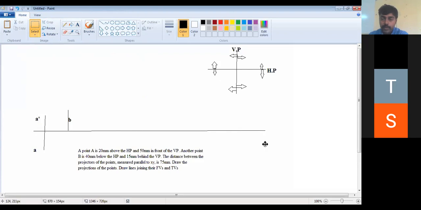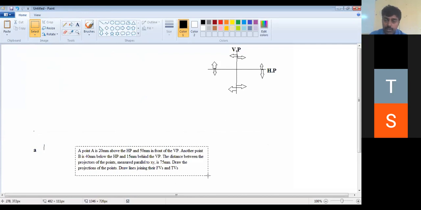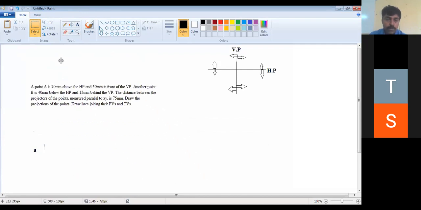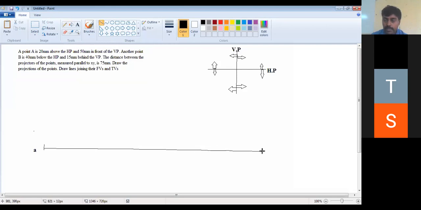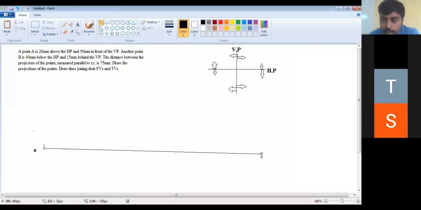I am writing it. See what we are doing, what question they are giving. This is the question they have mentioned. See the question. Now, first step number 1: for this type of case, what we are doing is first draw the xy axis. I have drawn it. Now I need to represent the point's place. So see, point A is 20 above HP, 50 in front of VP.